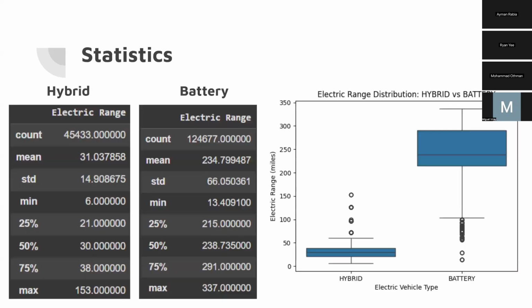Next. Here we have some statistics just for hybrid and battery cars. For the electric range, we have the mean, standard deviation, min, all that stuff. The standard deviation for battery is quite high. On the left, we just have a box plot of the electric ranges for both hybrids and batteries. Next.